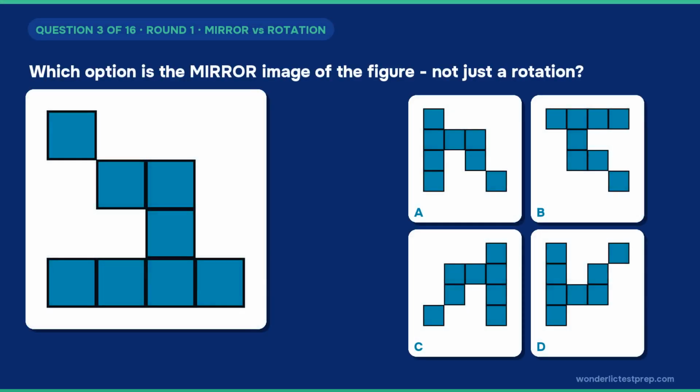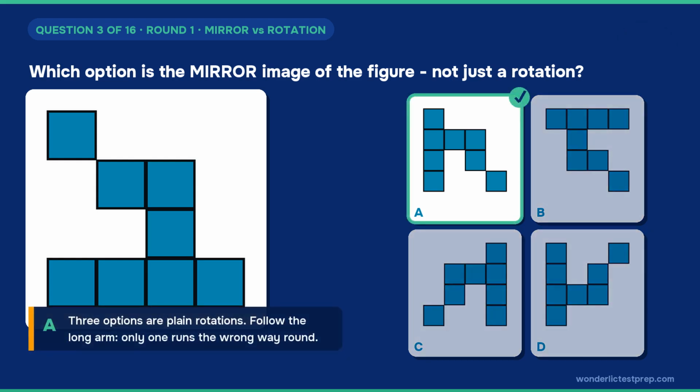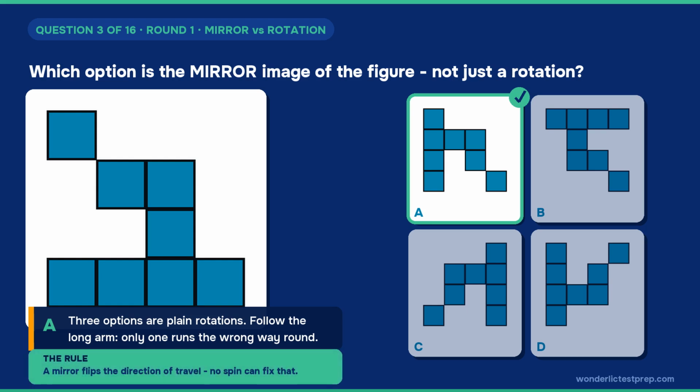Question 3. Which option is the mirror image of the figure, not just a rotation? 10 seconds. A. 3 options are plain rotations. Follow the long arm, only one runs the wrong way round. The rule, a mirror flips the direction of travel. No spin can fix that.